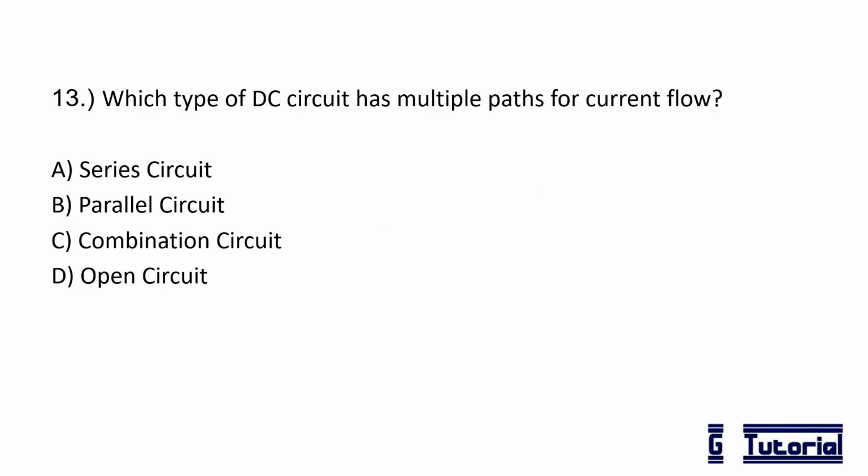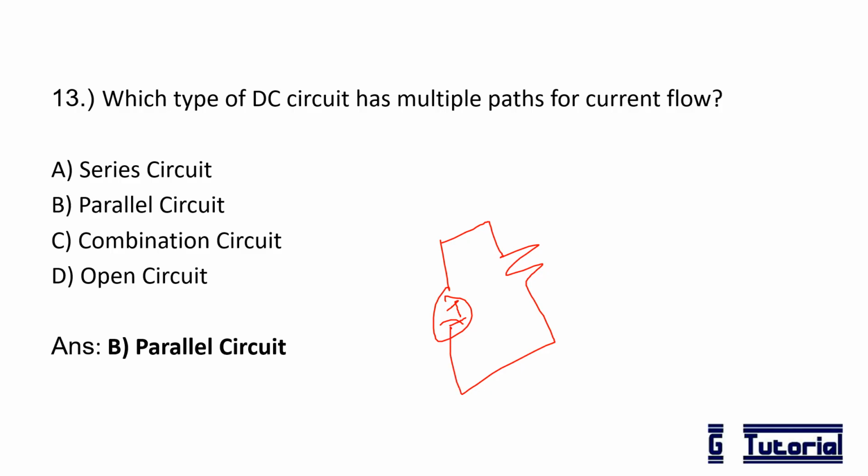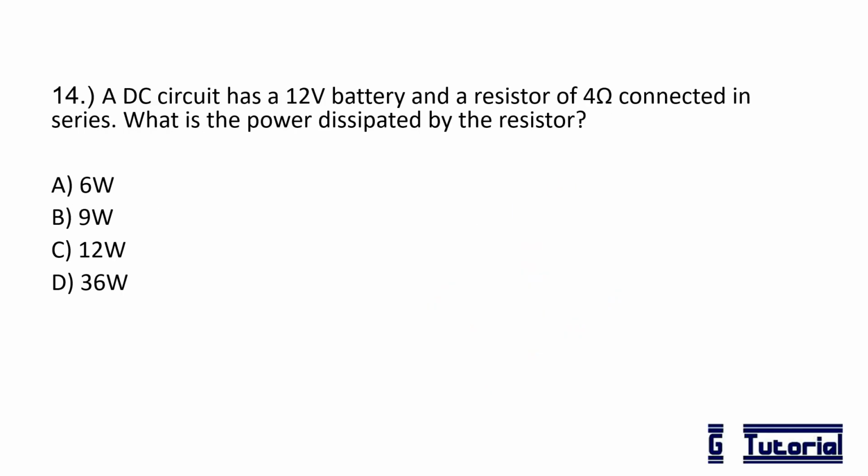Next question. Which type of DC circuit has multiple paths for current flow? It is the parallel circuit which has multiple paths for current flow. Here the current will be I1, here the current will be I2, like that. So multiple paths for current flow is for a parallel circuit. This is the next question.